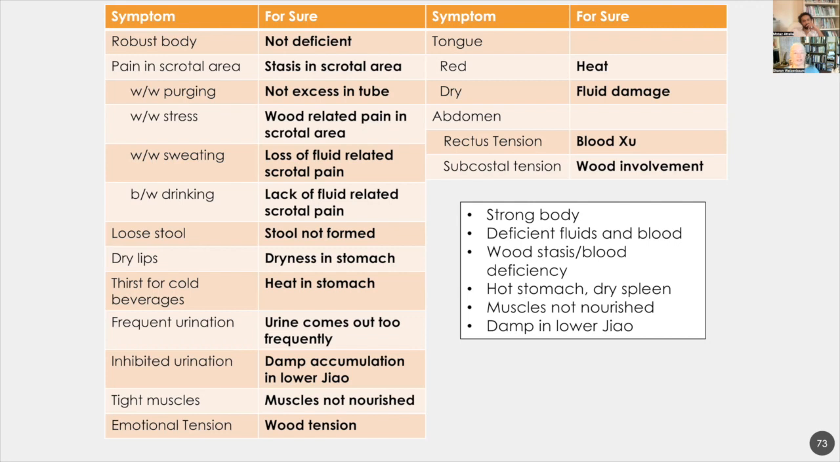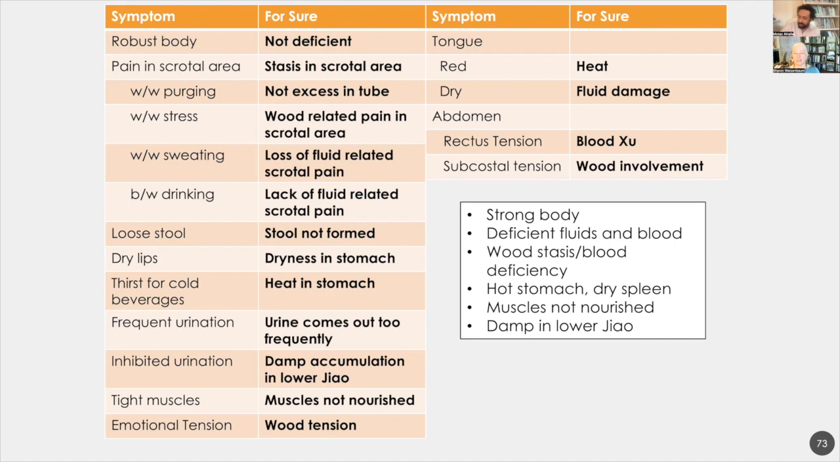Stasis in the scrotal area. And it's worse with purging, which means it's not a blockage in the tube. It's worse with stress, which for me, I say, oh, it's wood related. I know that for sure. It's worse with sweating. So loss of fluid related stasis in the scrotal area. Like I know that that pain is related to loss of fluid, and better with drinking tells me the same thing.